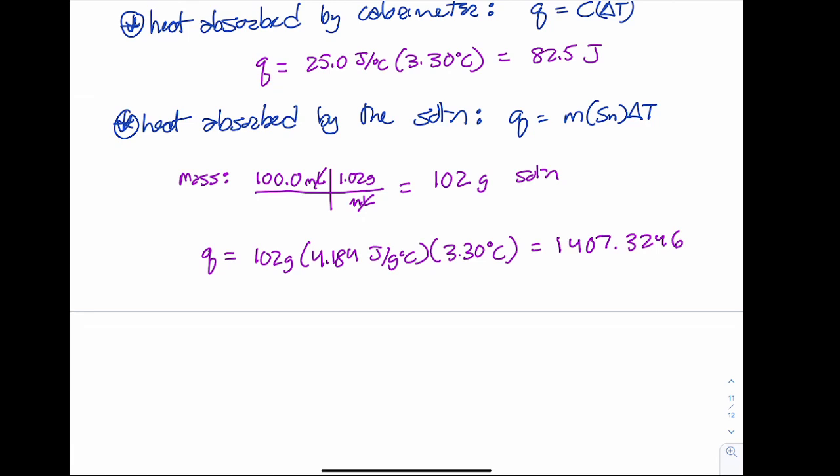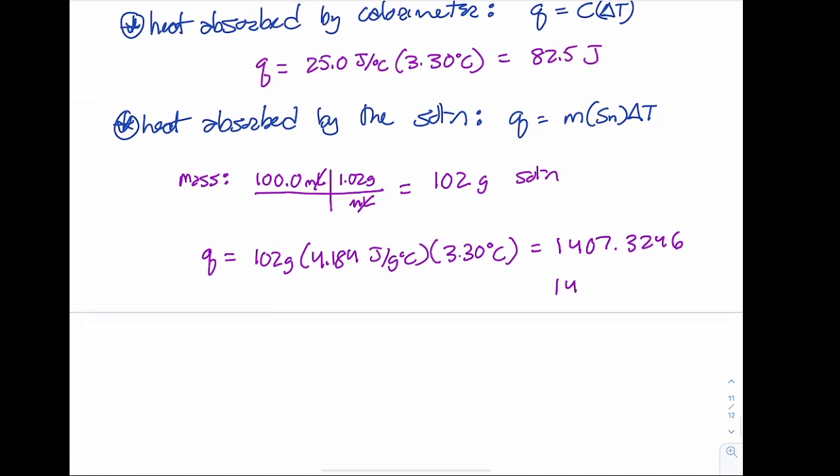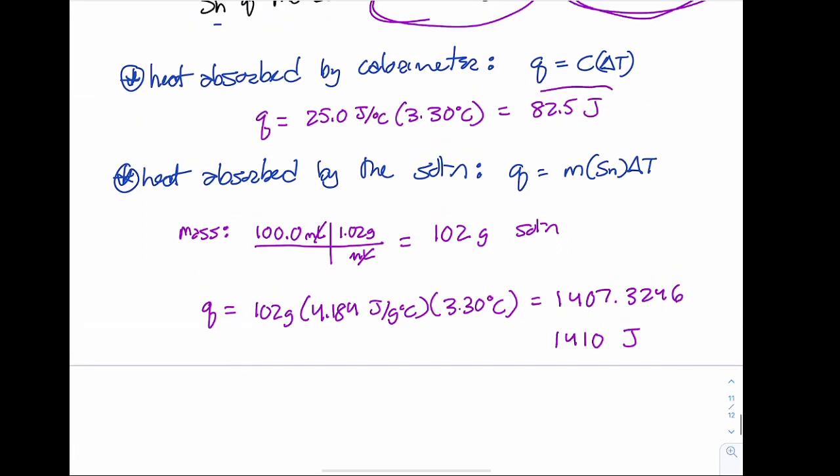I do only want 3 significant digits in this, so if I leave it at 1407, that's actually 4. So I do need to round, and that 7 is going to round that 0 up to a 1. So I'm going to get 1410 joules. You could put it in scientific notation if you wanted, so 1.41 times 10 to the third joules. I'm just going to leave it here because we are going to add it, and then I'll probably convert to kilojoules when I'm done.